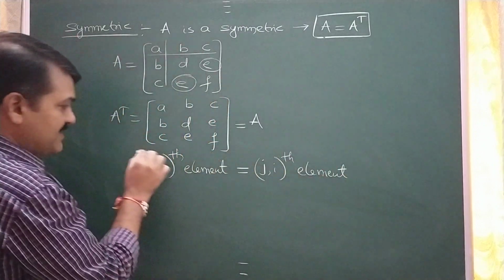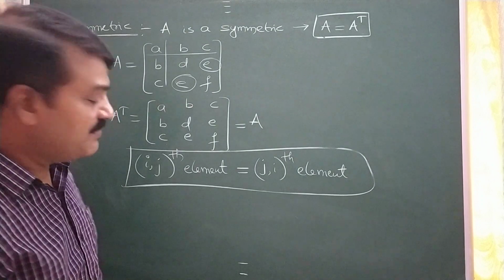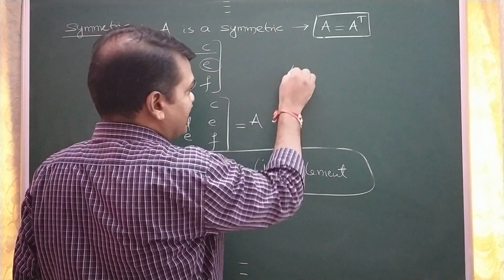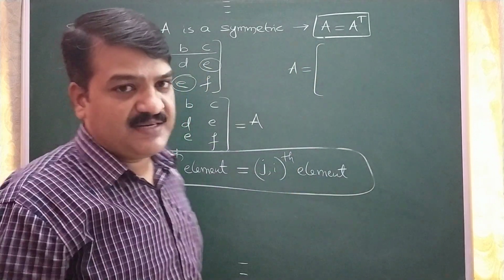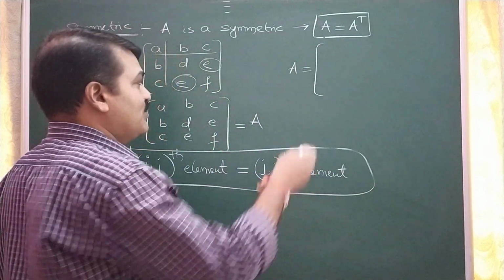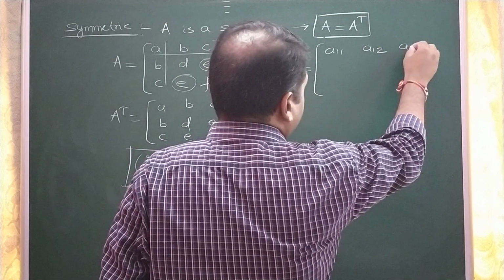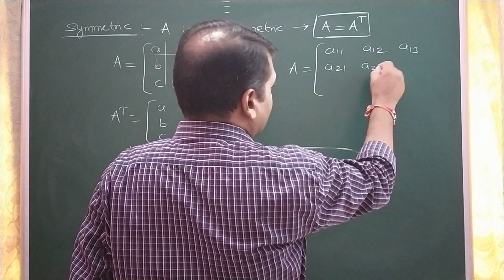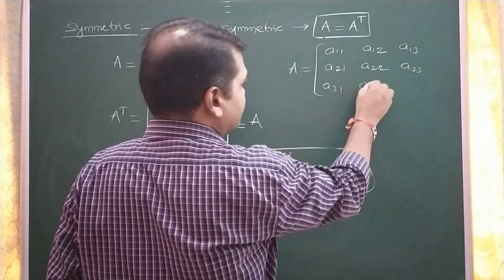So this is the basic rule. That means, if I take a general matrix, for example, I am taking a 3 by 3 general matrix, because 3 by 3 matrices generally will be considered frequently. So I am taking a general 3 by 3 matrix like this.